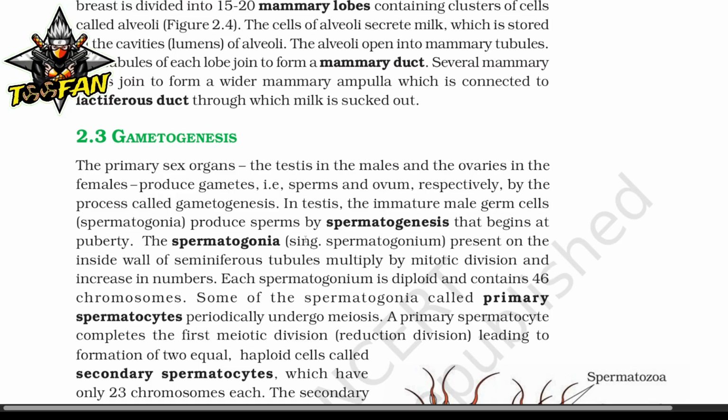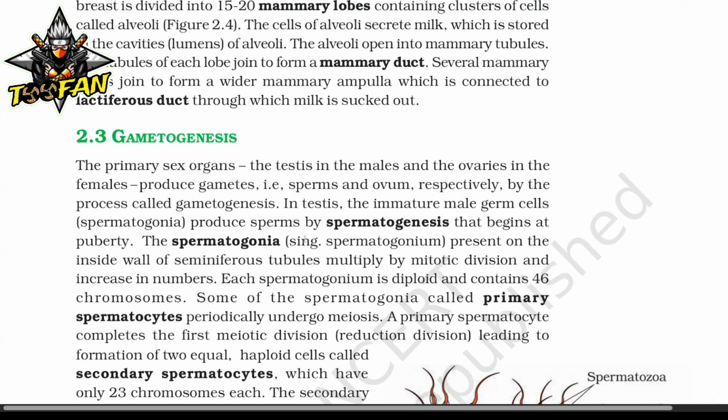The primary sex organs, the testes in the males and ovaries in the females, produce gametes, that is sperm and ovum respectively, by the process called gametogenesis. In testes, the immature male germ cells, spermatogonia, produce sperm by spermatogenesis that begins at puberty, and the spermatogonia (singular spermatogonium), present on the inside wall of the seminiferous tubules, multiply by mitotic division and increase in numbers. Each spermatogonium is diploid and contains 46 chromosomes.